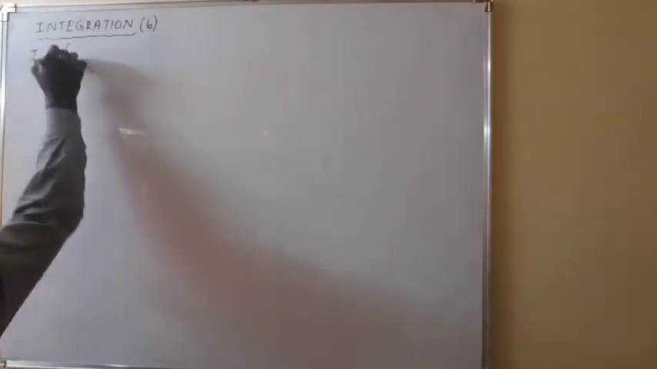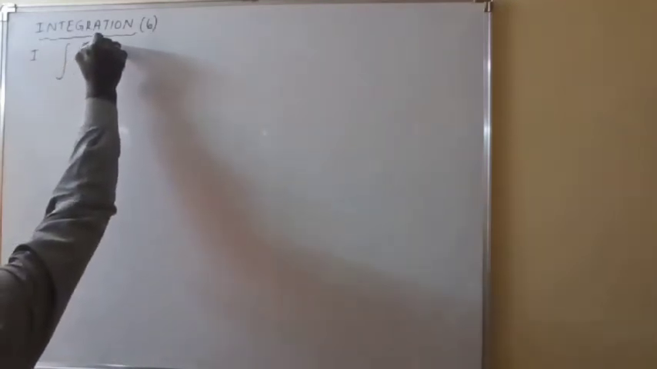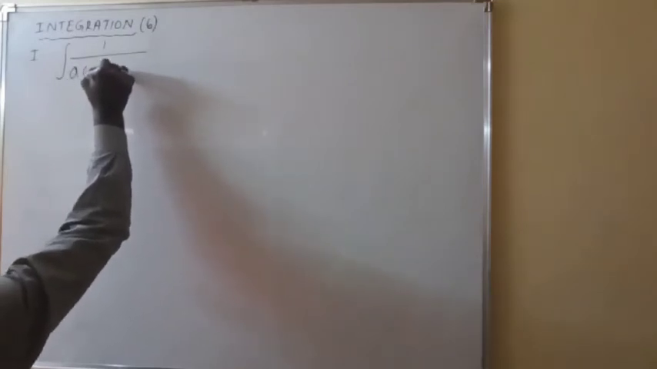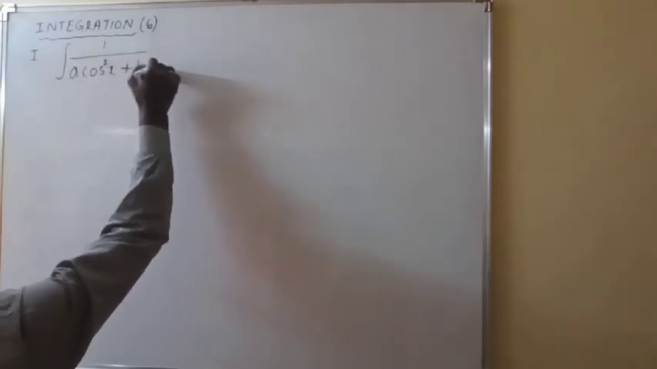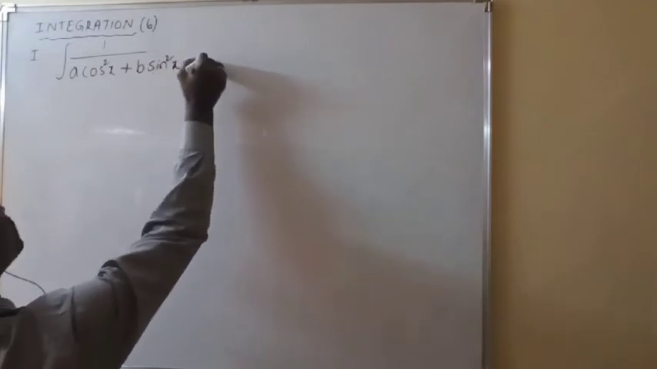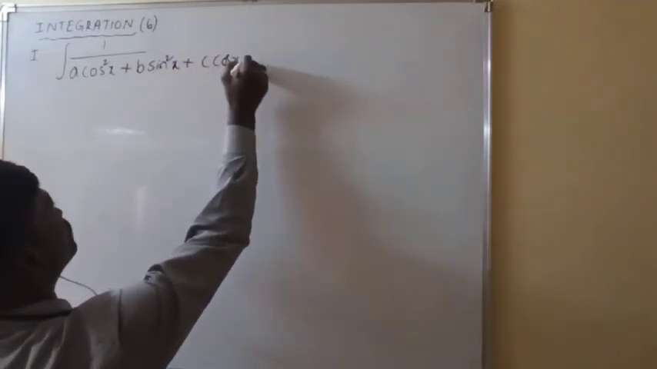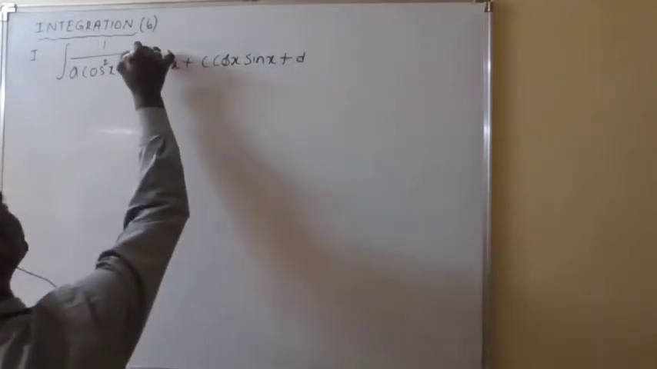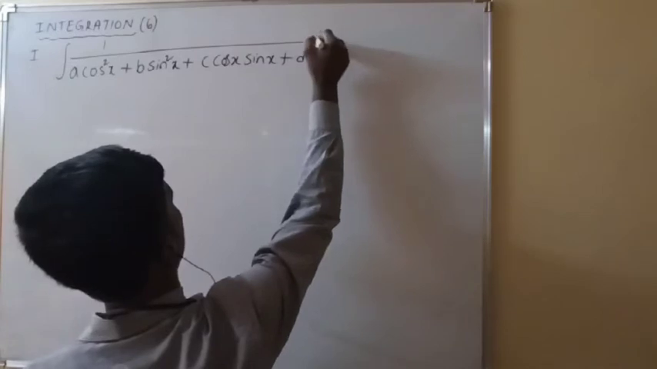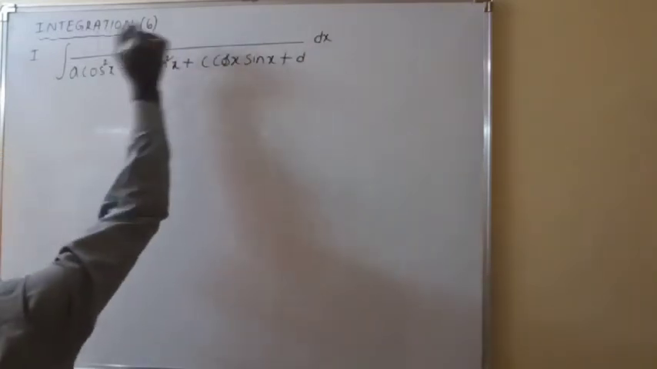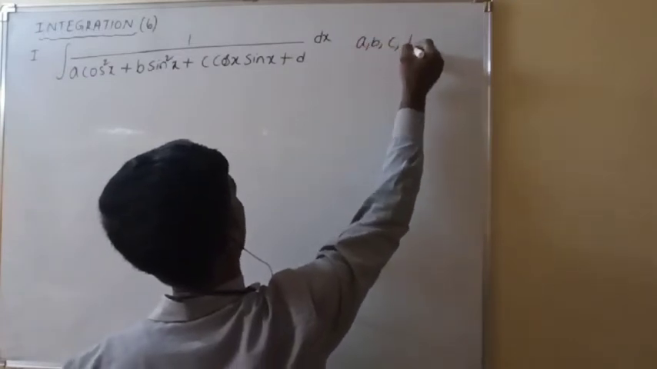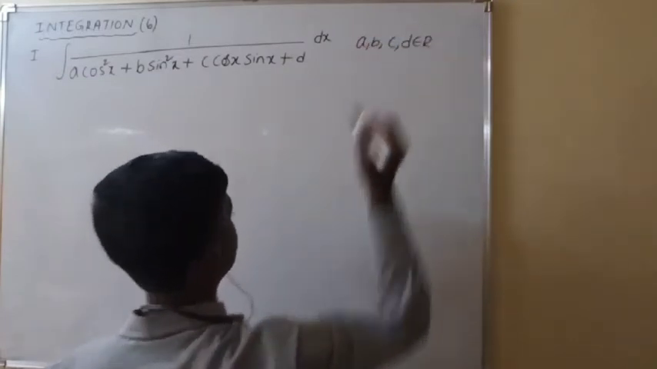So in that first type, if the given integral is of the form 1 upon a cos square x plus b sin square x plus c into cos x into sin x plus d into dx where a, b, c, d are real numbers.